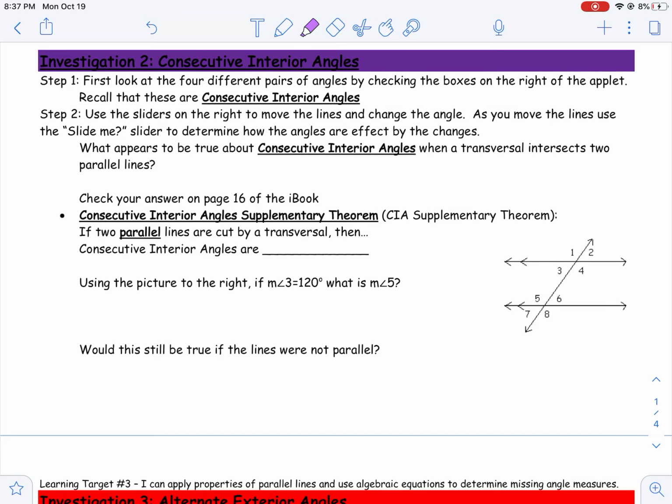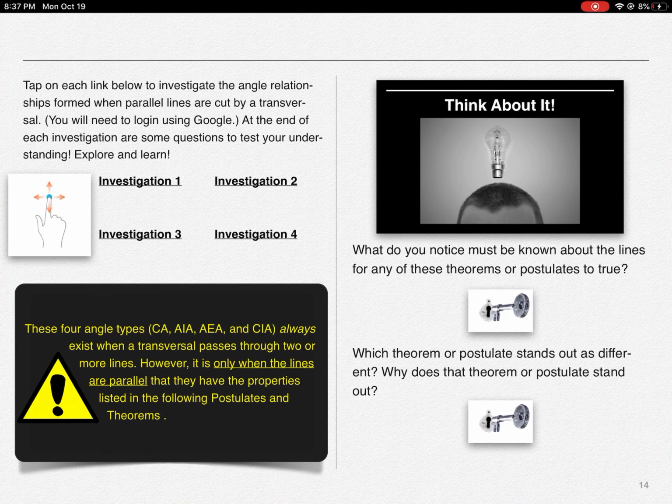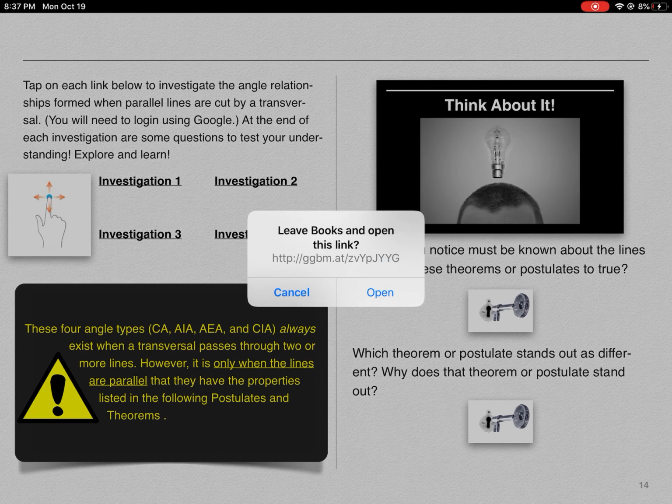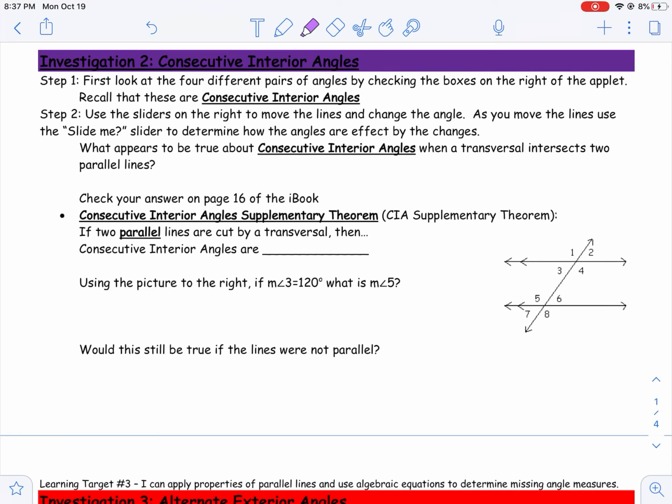All right, next up, you are going to investigation 2, which is on the same page. It's just opening up another GeoGebra account, okay? Do that investigation. Once you're done, come back, okay? Take a look at those questions at the end.